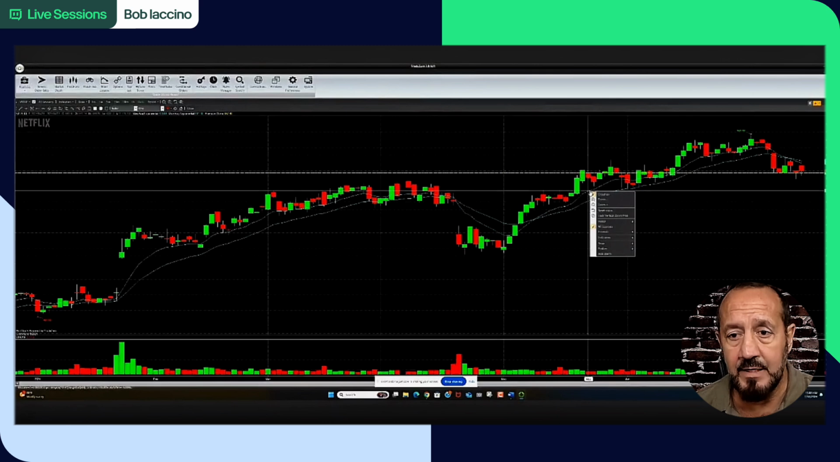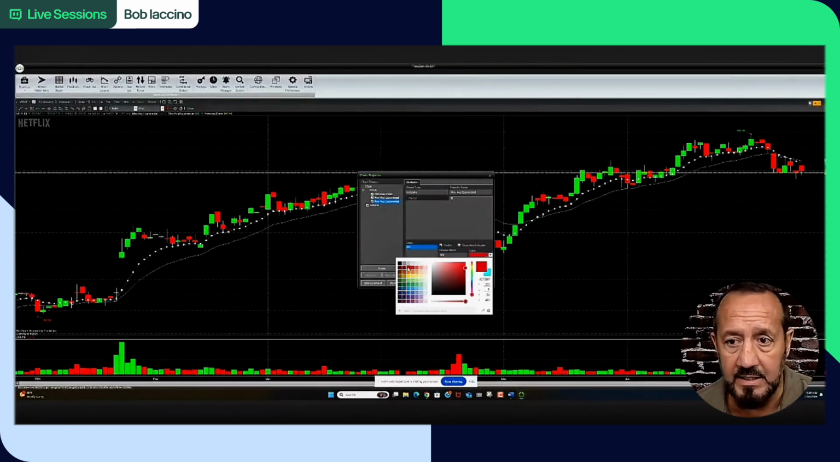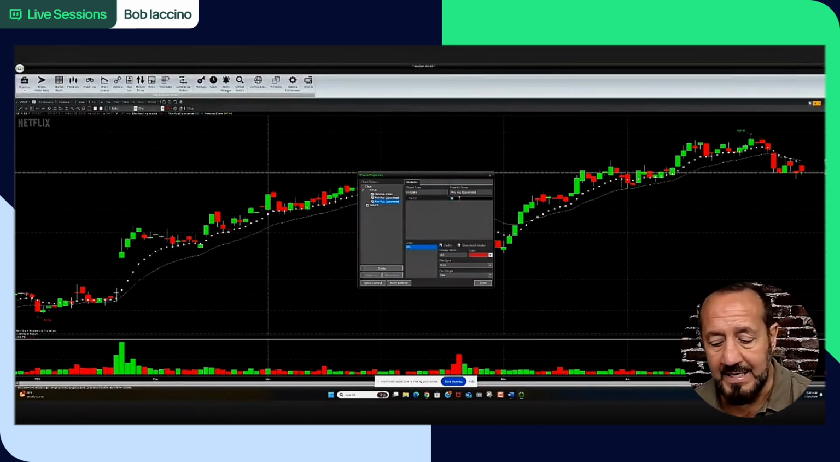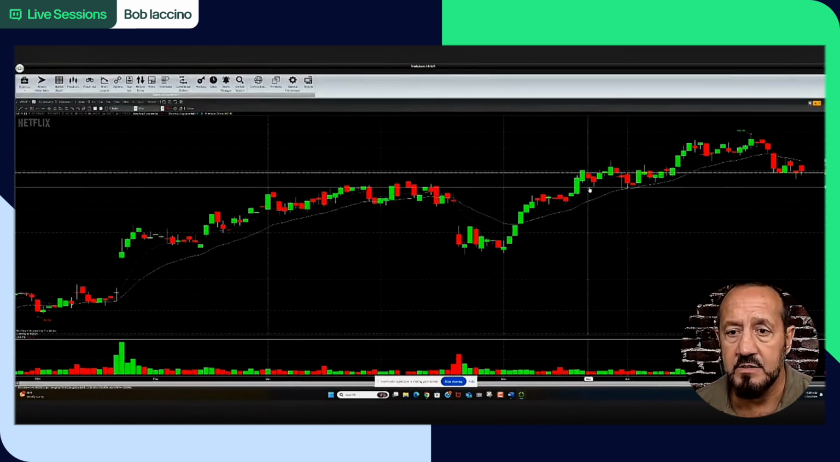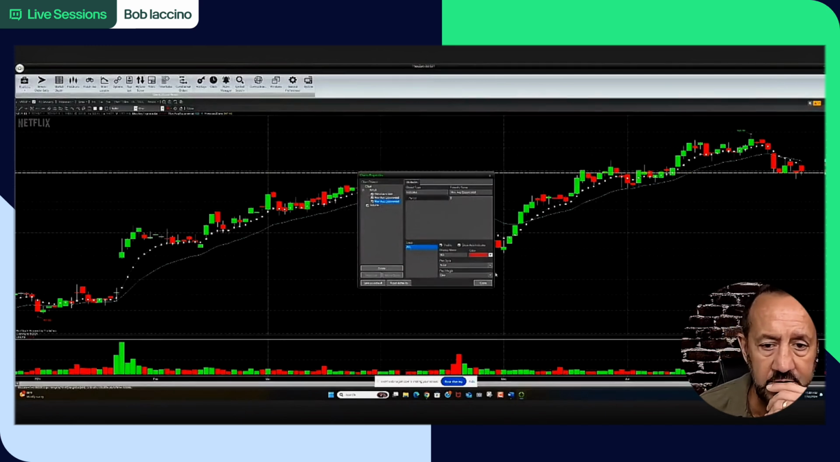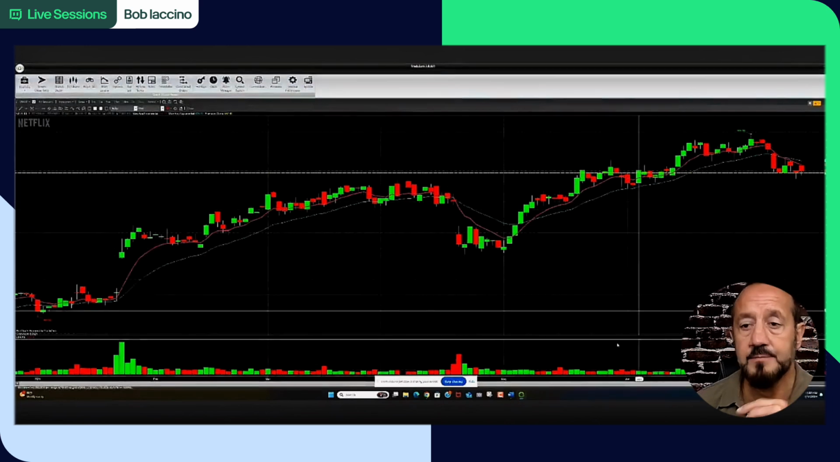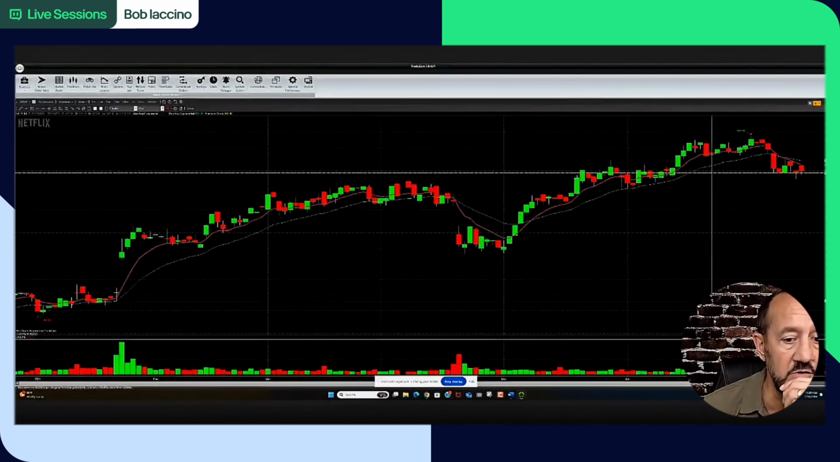I'm going to make this a different color. Let's make it a red. I like my reds. Then I want to make this the 8. So the 8 and the 21 is the rotation zone. Let me see if there's a way to thicken this line. Yeah, the line weight. I'm going to go with 3 on the red one. This way it shows up in the middle of these candle bodies a little better, which are obviously also red.